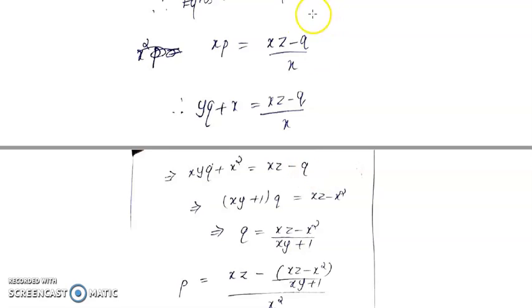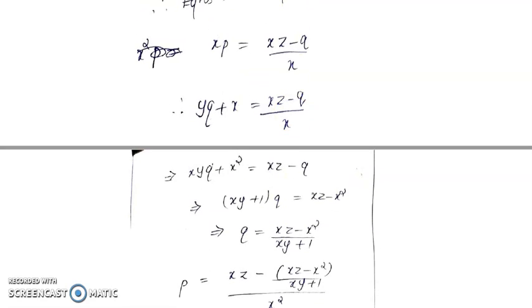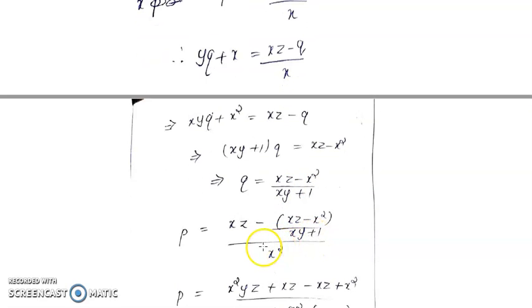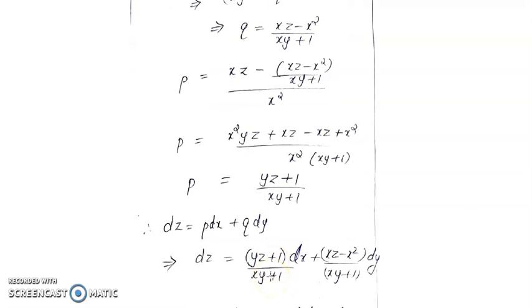Now substitute the value of q in the equation for p. So that will give p in terms of x, y and z. So p is xz, substitute here the value of q. q is xz minus x square by xy plus 1. So divided by x square. So on simplifying, xz cancels out and x square is common, x square cancels out. So you are going to get yz plus 1 by xy plus 1. So we have obtained the value of p and q.